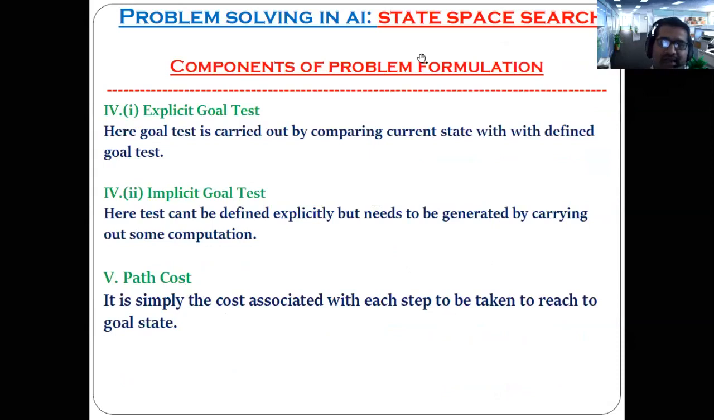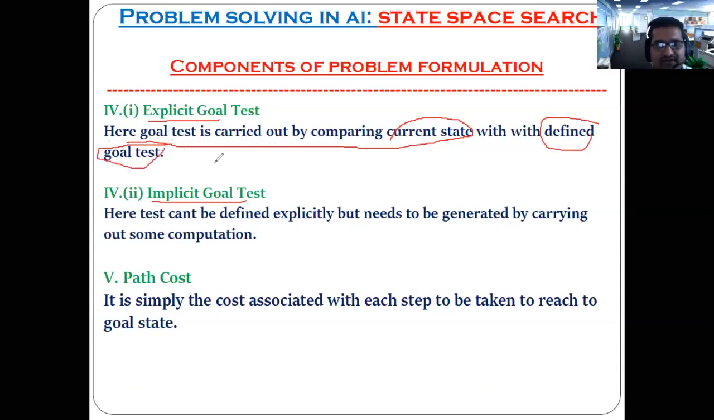One is the explicit goal test and another is the implicit goal test. Now here you just understood what exactly that means. I will show you in the example what is meant by the explicit goal test and the implicit goal test. Here, goal test carried out by comparing the current state with the defined goal state, that I have now shown you, is called the explicit goal test.